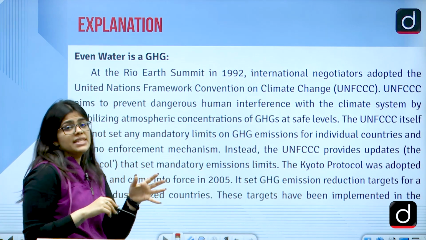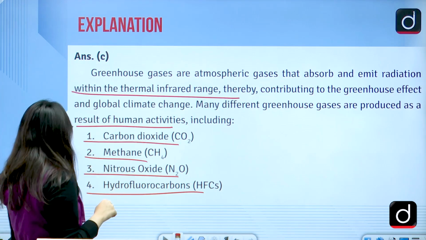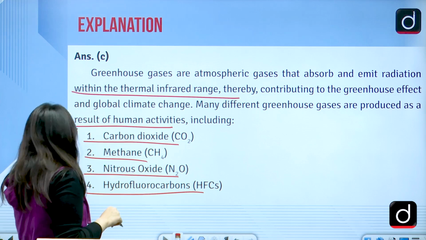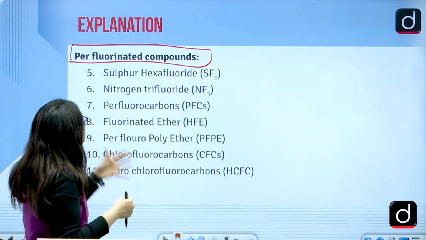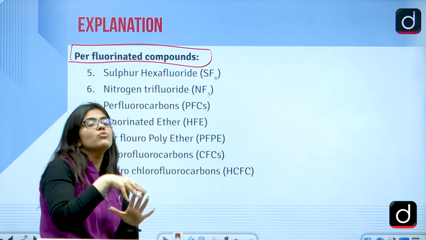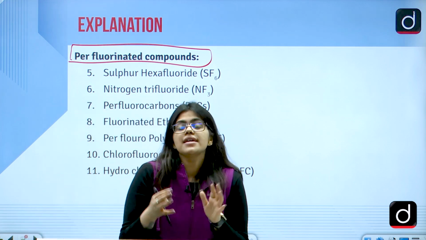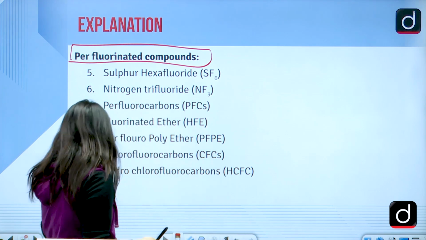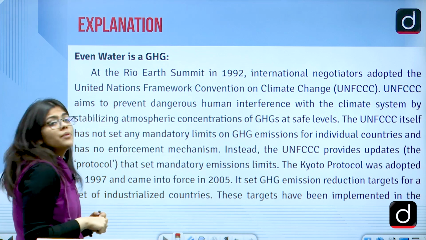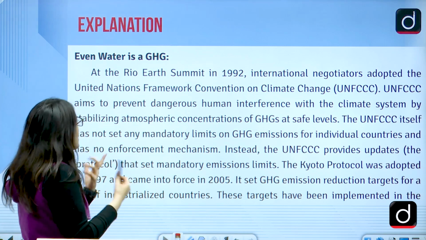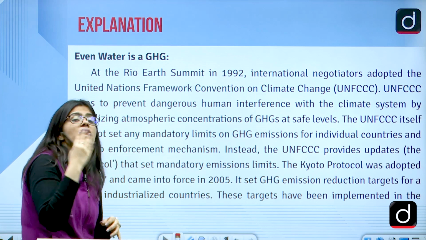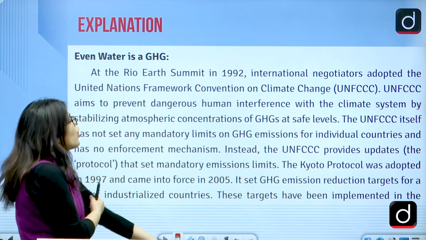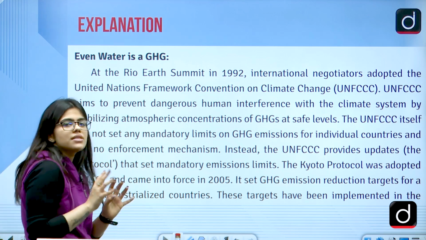So all of these gases that we discussed, carbon dioxide, methane, nitrous oxide, hydrofluorocarbons, and the perfluorocarbons, are a few greenhouse gases that are creating a lot of problems, and it was advisable to limit them, right? So what was basically done? Even water is a greenhouse gas, and as we have been discussing Rio, in this slide also we'll read about the Kyoto Protocol, and we'll also read something about the Earth Summit.